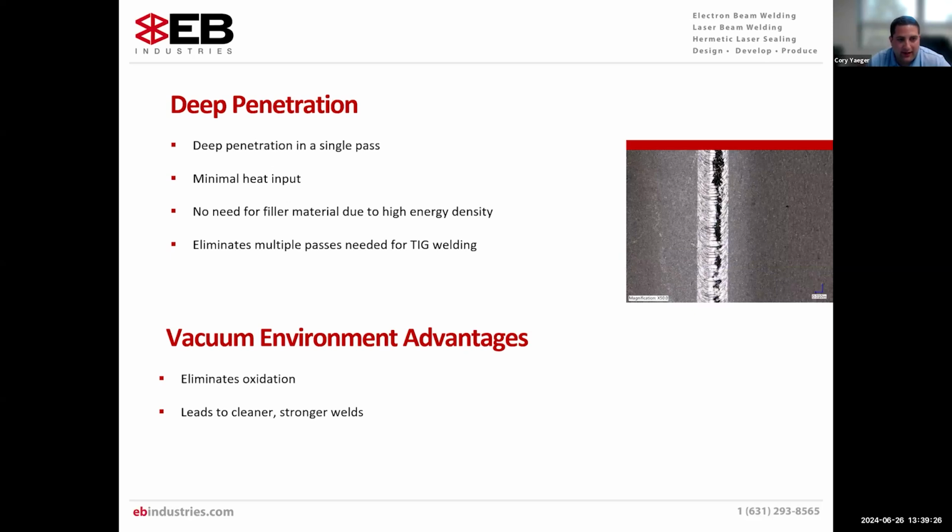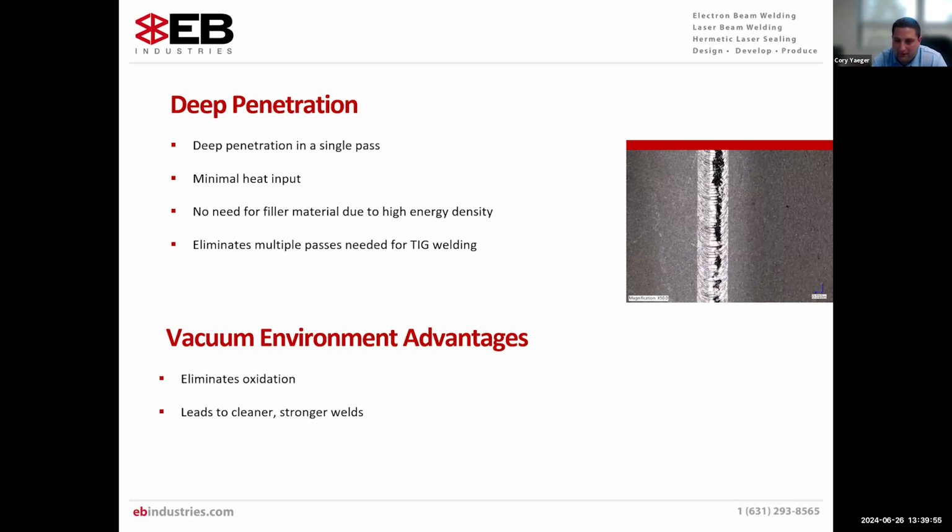EB welding is also great at deep penetration. EB welding can achieve deep penetration in a single pass without the need for filler metal, as mentioned earlier, thanks to its high energy density. This is particularly beneficial for thick sections that would require multiple passes using TIG welding, which saves time and reduces material stress due to a lower heat input. There's also no need for filler material because there's a high enough energy density that causes the parent metals to melt and fuse together. Another reason is the vacuum environment.